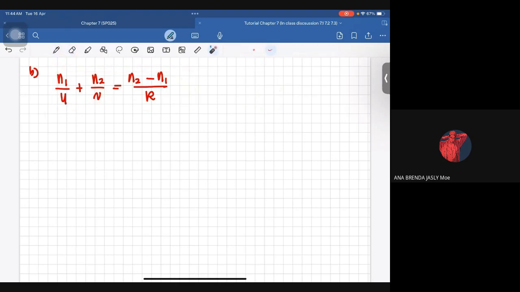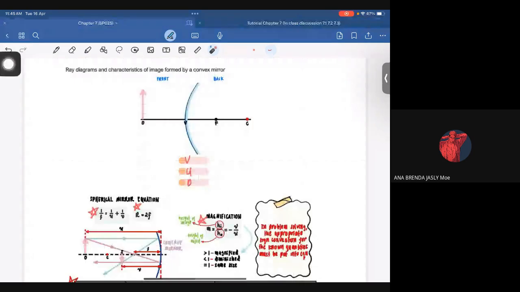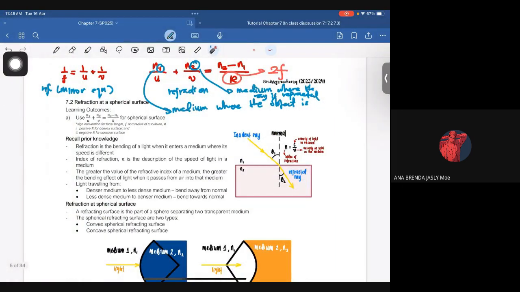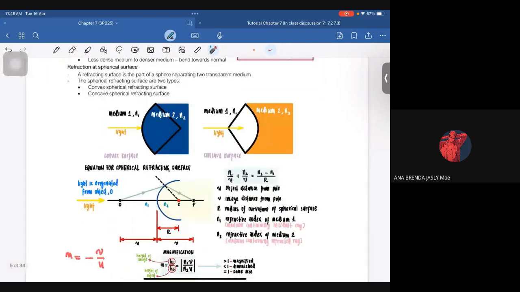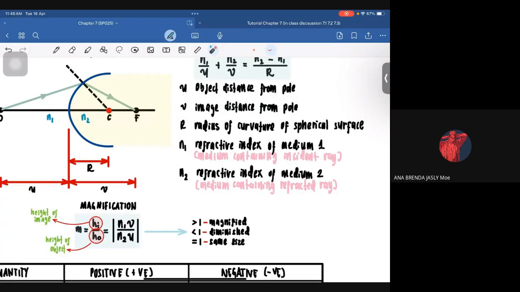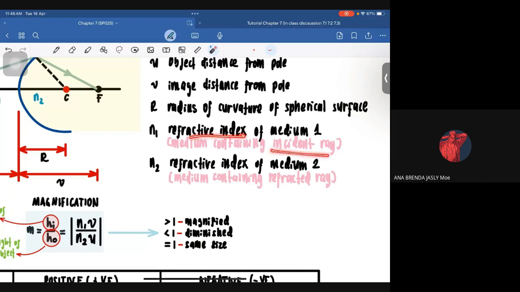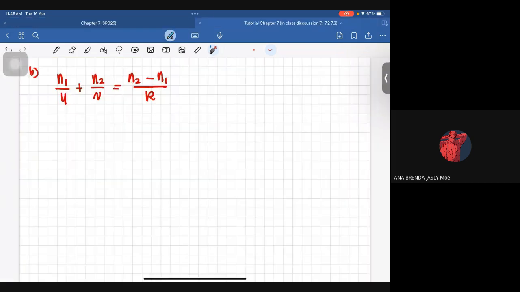Okay, so untuk yang ini, kamu perlu be able to decide which one is the first refractive index, which one is the second refractive index. Okay, so dari situ kamu kena ingatlah apa definition N1, apa definition N2. Okay, so kamu kena ingat N1 is the refractive index that contains the incident ray, basically the object. Okay, N1 ni adalah medium where the object is. N2 ni adalah the medium where the image is formed. Okay, so kena ingat macam tu lah.